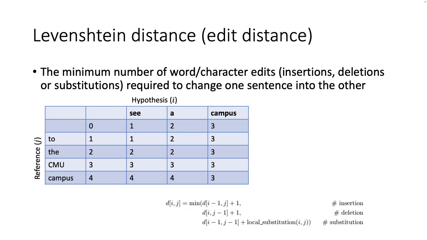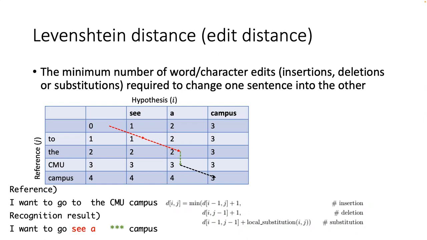Cool. Okay, so after we compute it, we actually get the minimum distance, and we can even find the path. For example, from here to here, we have a substitution error. Basically, the diagonal arrow is the substitution error, and we have our deletion error, and then this arrow is actually correct, and then reaching the final. And then we can identify that this one is the substitution error, the deletion error, and so on.